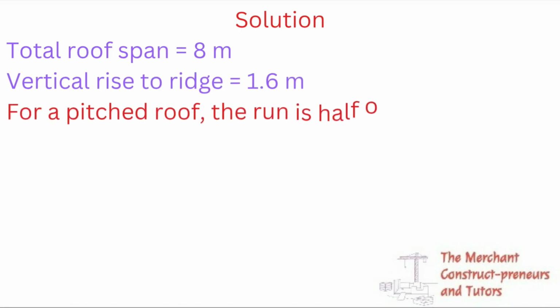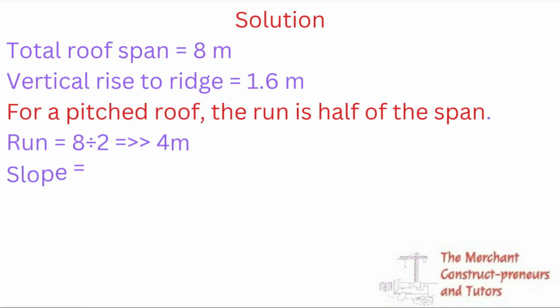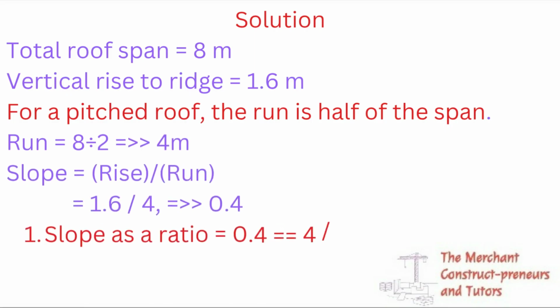First thing is to look at the solution. Now, what was given in the question? Total roof span is 8 meters. Then the vertical rise to ridge is 1.6 meters. So for the first part, for the roof, you have to divide the span by 2, just as I explained in the previous slide. So slope is rise divided by run. The rise is 1.6 meters, while the run is 4 meters. So when you divide it, you have 0.4.